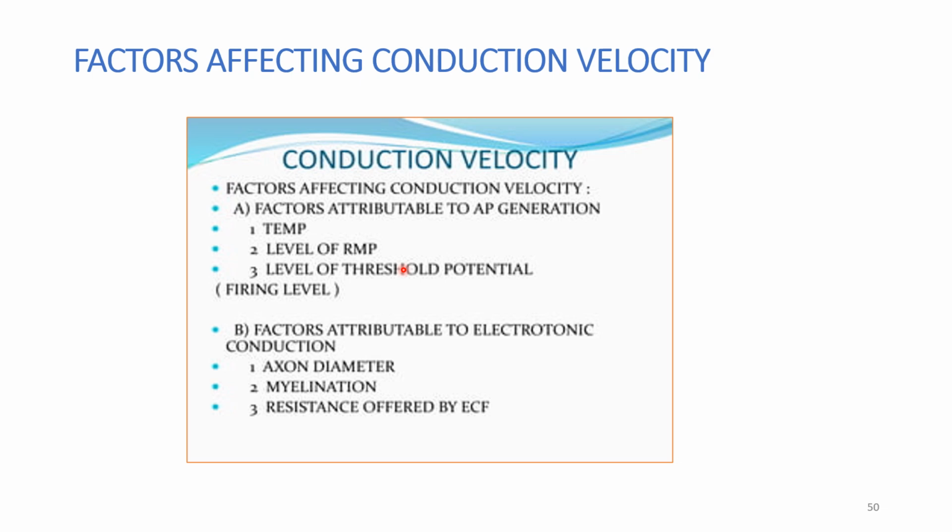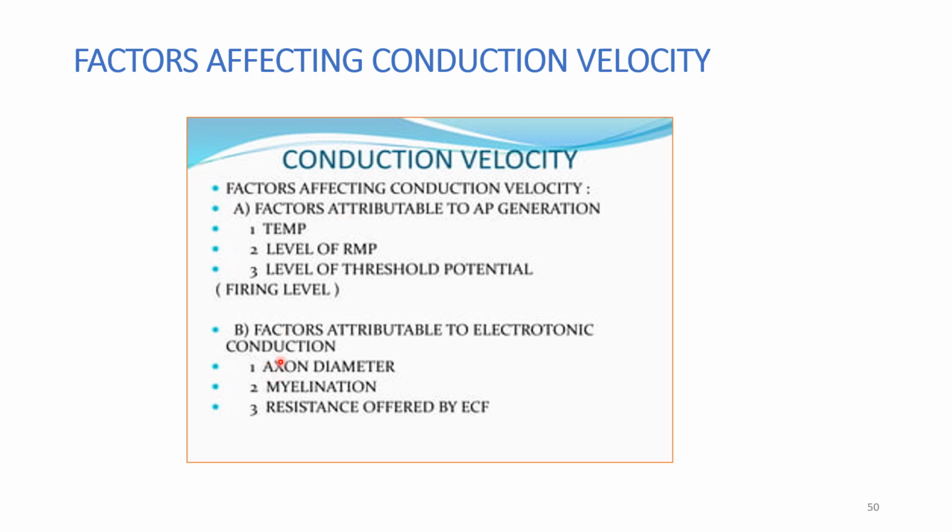Okay. So level of RMP, if it is less negative, what is happening? It is slowing down both generation of action potential and electrotonic conduction also. If there is more negative RMP, it slows the generation of the action potential but it speeds up the electrotonic conduction. Then coming to the level of threshold potential, that is firing level. If the threshold potential is low, what is happening? The conduction velocity is increased and vice versa.